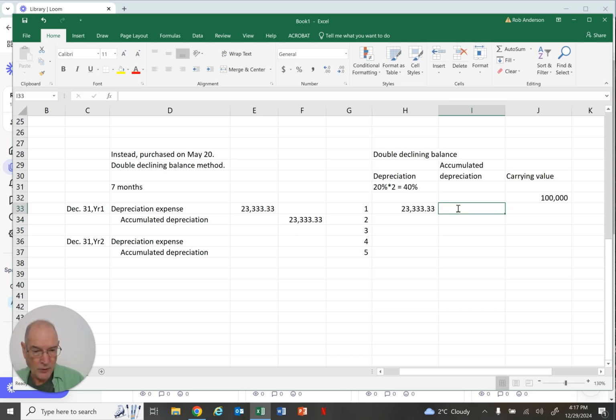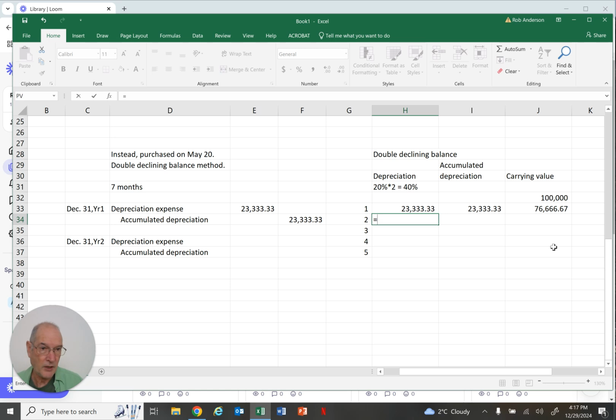Now, as we did before, we're going to calculate accumulated depreciation, and we're going to calculate the new carrying amount. So take away the 23, and our carrying amount here is 76 and change. Okay, this is as easy as it gets. At this point, we know the carrying amount is just short of 77,000. We know that year 2 is a full year, so we just go ahead and do what we were doing before, which is carrying amount times 40%. And that's our depreciation expense for year 2.